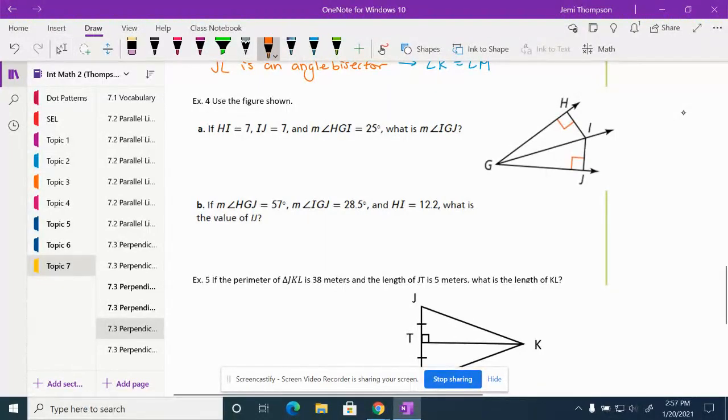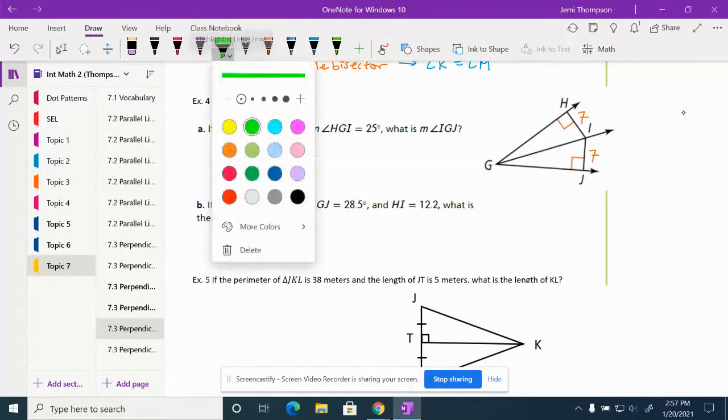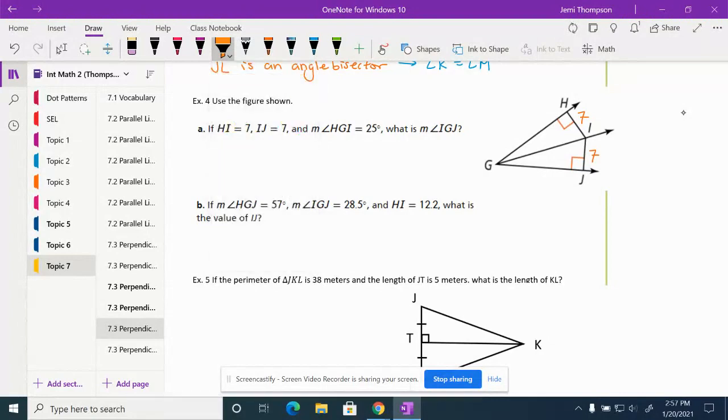So here we go. I'm going to start with any piece of information that I can get from all the facts in A. If HI is equal to 7 and IJ is equal to 7, and the measurement of HGI is 25 degrees.